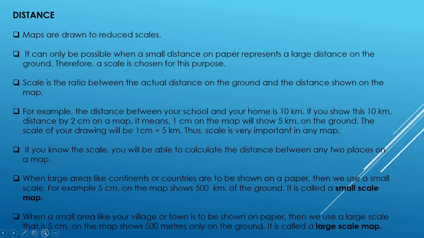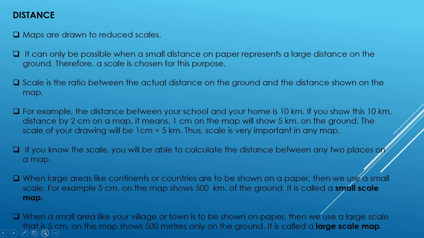For example, 5 centimeter on the map shows 5 kilometer of the ground, okay. So we have to take small scales for such big areas. It is called a small scale map. And similarly, when a small area like your village or town is to be shown on a paper, okay, then we use a large scale.